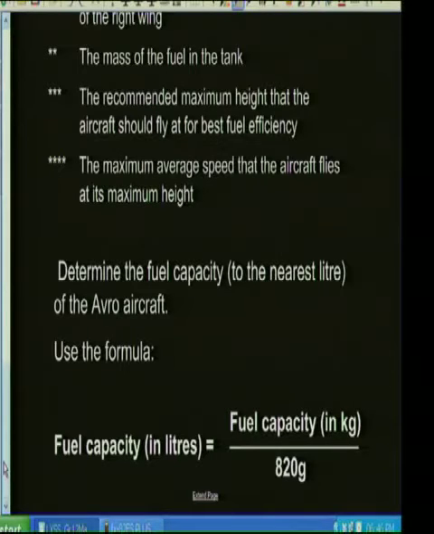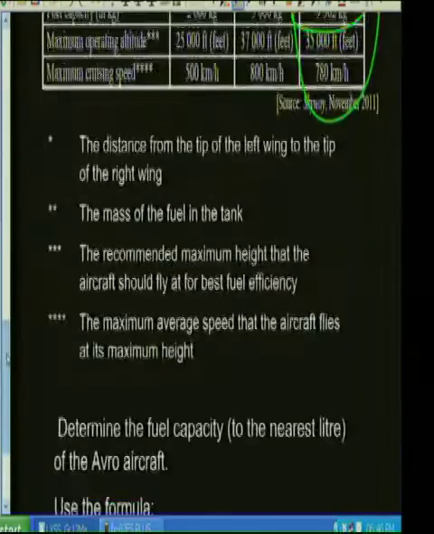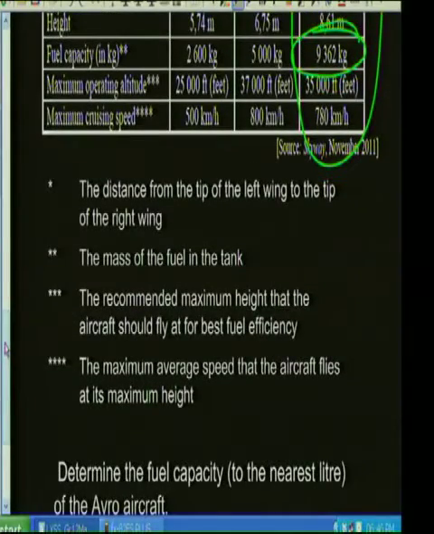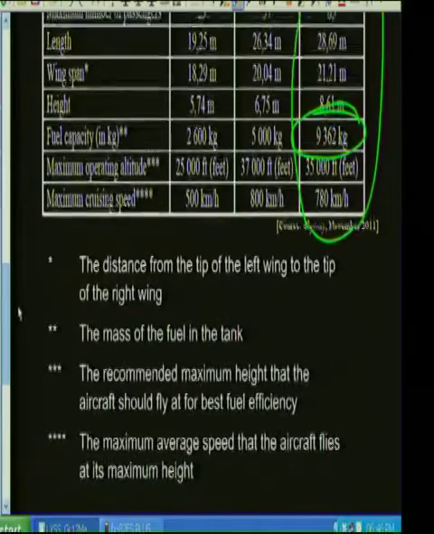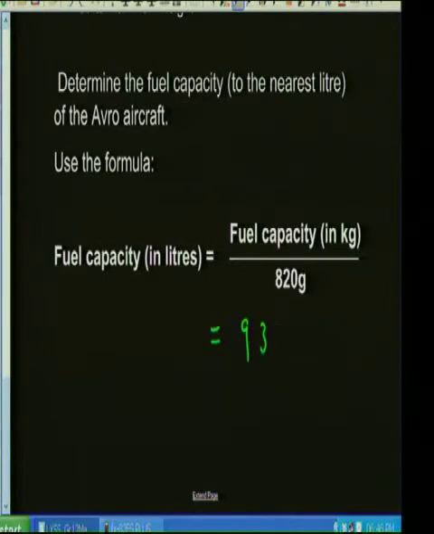So we've got our fuel capacity, and we tell you when the aircraft's full of fuel, the fuel is going to weigh 9,362 kilograms. And someone says, yeah, but you know what, we don't put in petrol by the kilogram. We put it in by the litre. So how many litres do I have to put into your aeroplane? Well, here we go. If we look at this, we're going to say, right, my fuel capacity in kilograms, and remember it was 9,362 kilograms over 820 grams.